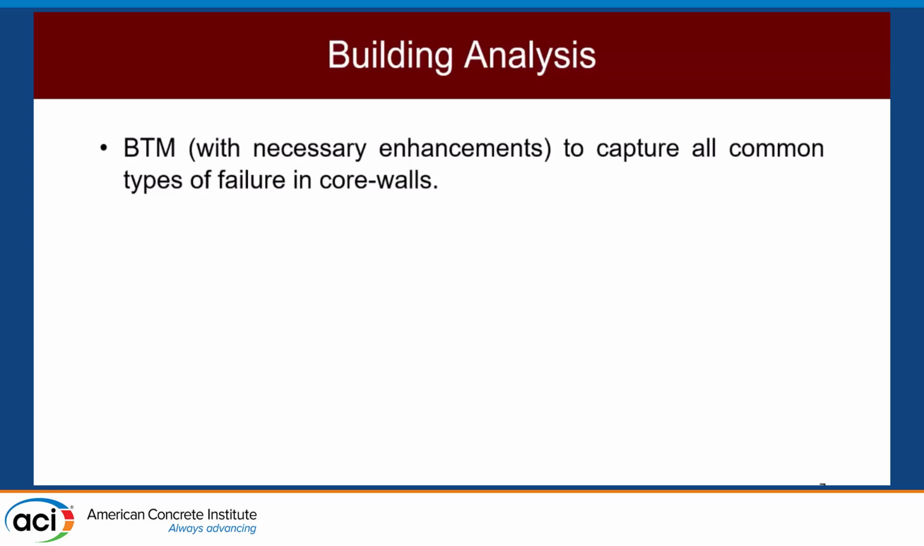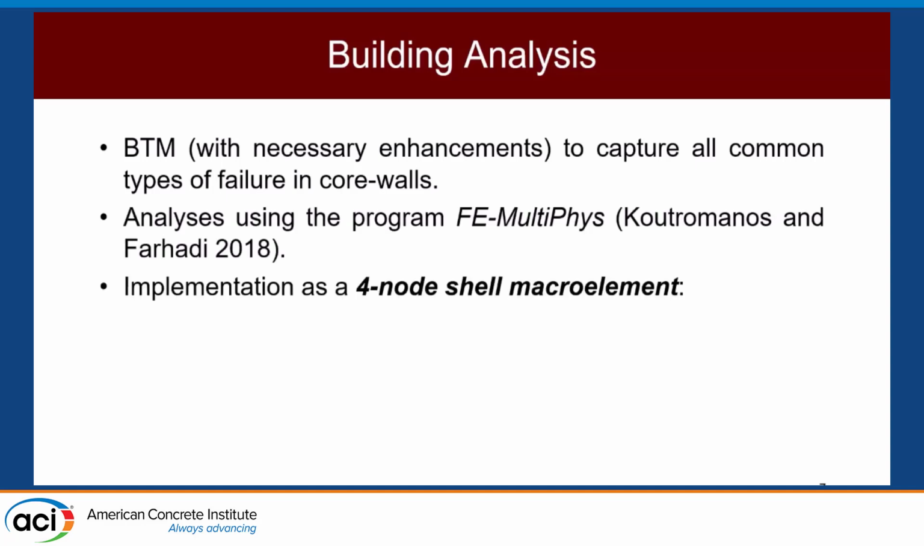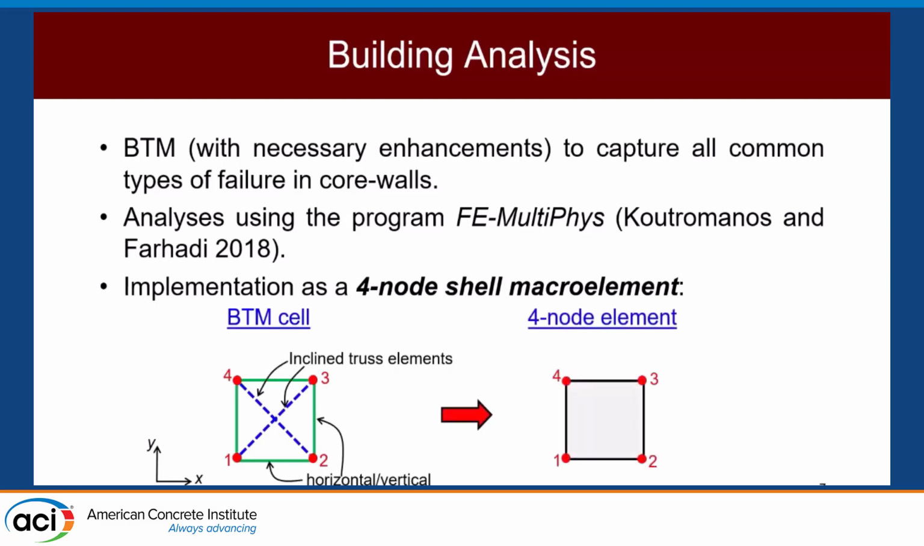So this BTM method has been shown to capture all common types of failures in core walls. I'm going to go through and show a little bit of those examples. But this is kind of the clever implementation. The whole point of the BTM-Shell model is that it has this 6-line element underneath what you can simply look at in a model as a 4-node shell element, which everyone knows you can just discretize your system, like Abaqus or something can automatically discretize, which is really nice to see. But under the hood, you're getting a 6-line element.